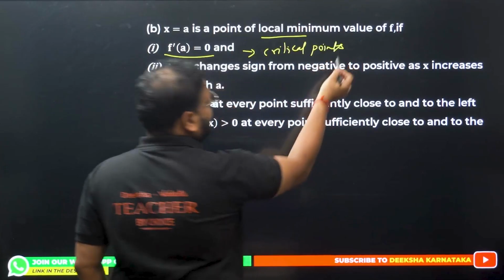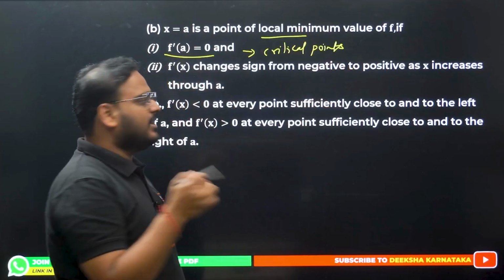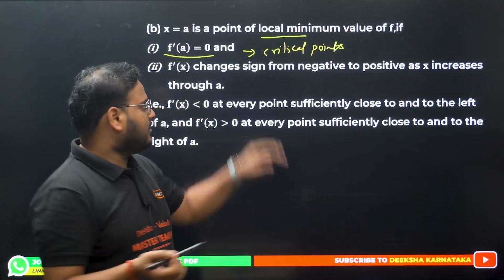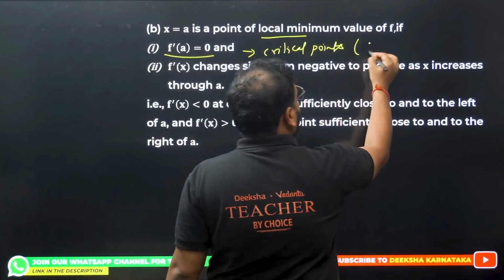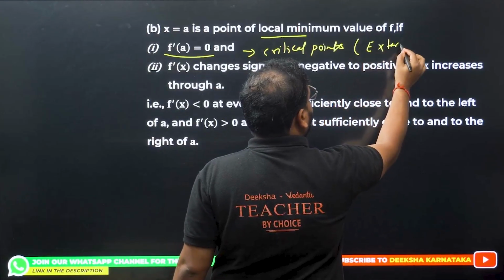What is this called as? Points of extremas. Whether they turn out to be minima or maxima, we'll see that later. This is called as extremas. Already taught you this today. Extremas.